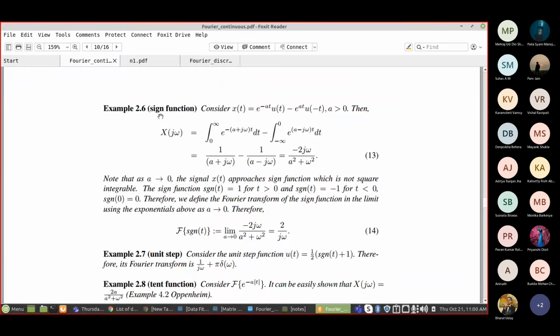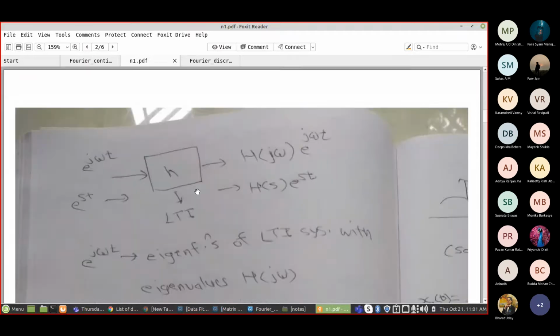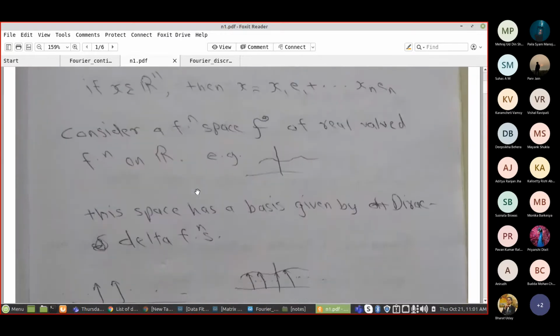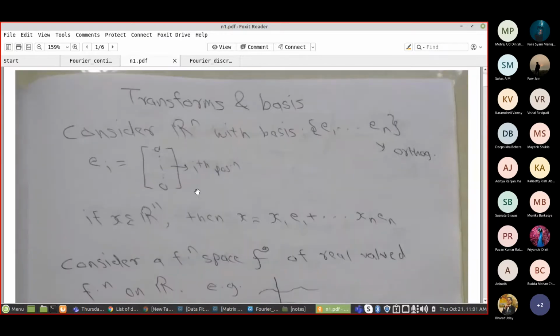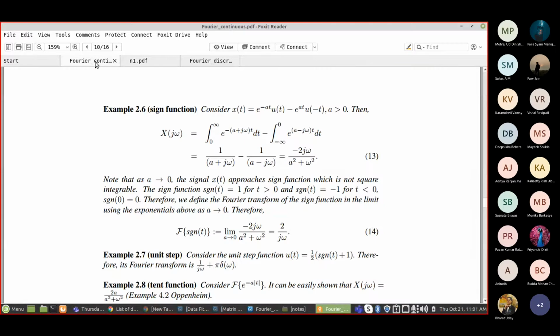Okay, so we ended with the Fourier transform of the sine function, which is not square integrable, so we defined it in the limit like this. This is where we ended yesterday. So let's continue from then onwards. We also did a bit of linear algebraic interpretation of signals and systems, transforms and so forth. I forgot to mention one property, so maybe I will start with that and then we will continue with this example.